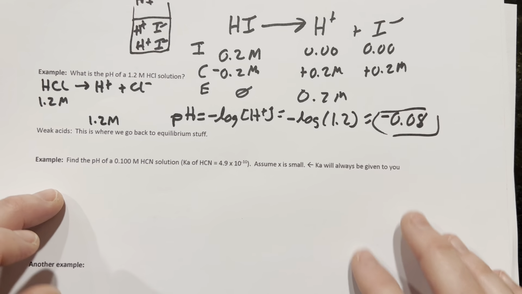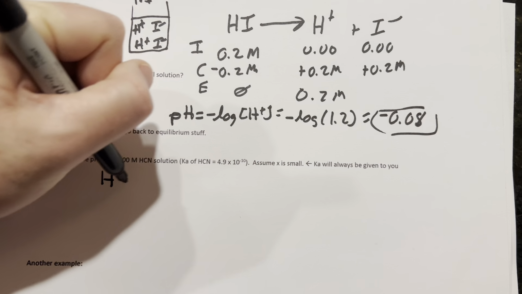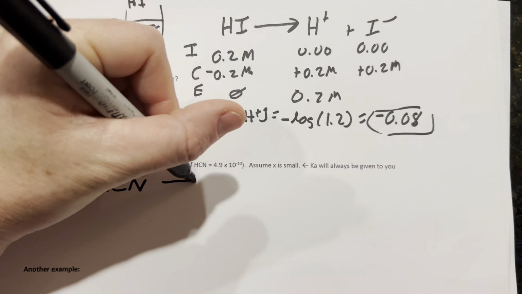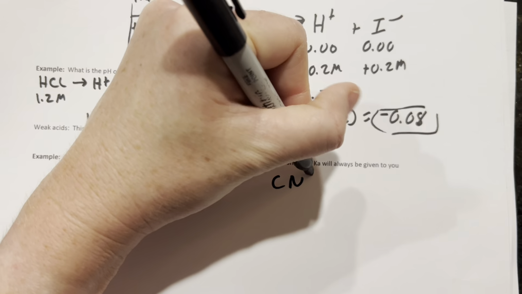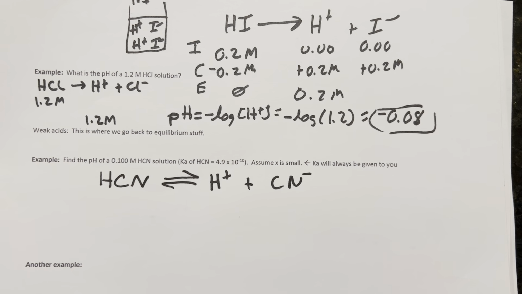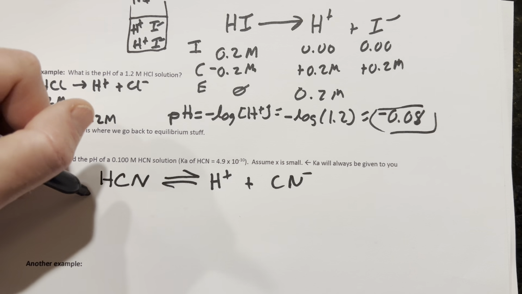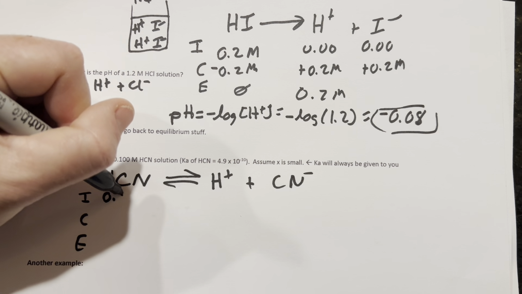So let's do this. We know if we got HCN and we put it in water, and this is how I usually like to do it, it's going to break apart into H+ and CN-. It tells us that the concentration was 0.1. What that means is that our initial concentration was 0.100.